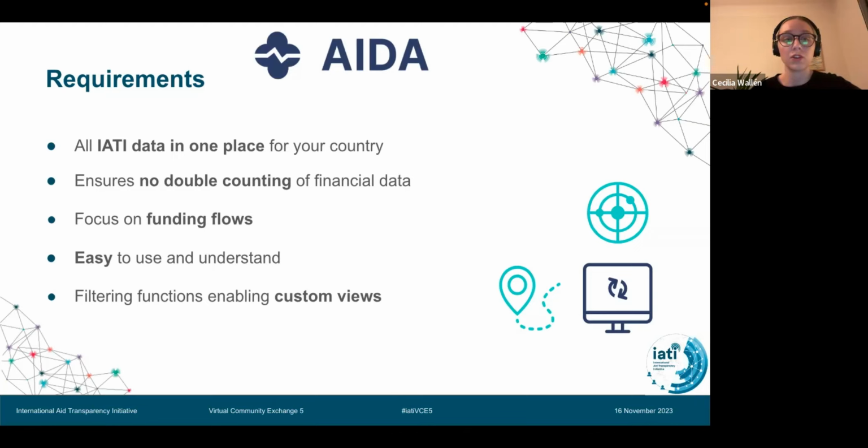We want to make sure that there's no double counting of financial data. Maybe this is the most crucial point for you as data users. We'll be able to ensure this by looking at the data as linked rather than adding transactions together as unique data. This can be a bit tricky, but we're looking into using AI or machine learning to ensure that the tool or the portal really understands the IATI data. And by doing this, we can focus on funding flows rather than specific transactions.